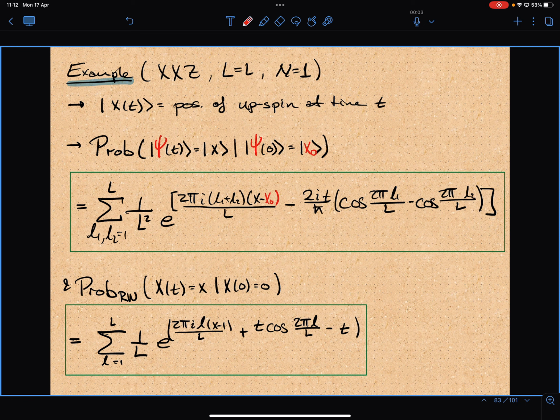So for this system, the probability of measuring the upspin at position x is given precisely by this formula. It's a double summation over the parameters L1, L2 from 1 to L, and then you have this whole mess. And for comparison, I have the probability function for a classical random walker on a circle of the same length, where the random walker can jump to the right with probability 1/2, and to the left with probability 1/2. So this is going to be my comparison point.